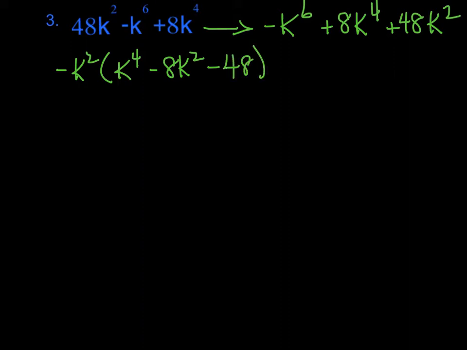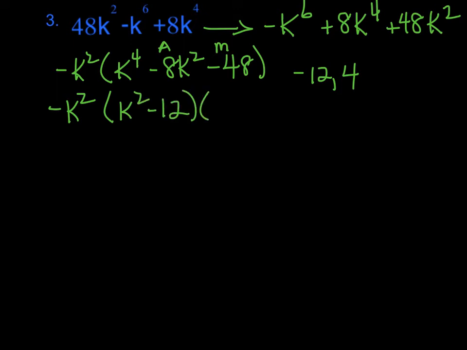Okay? All right, now when I look at this trinomial that I have here, I see my lead coefficient is a 1, so I don't have to do the rainbow. I simply can just figure out what adds to -8 and multiplies to -48. That would give me a -12 and a +4. So I'm going to bring down the GCF that I originally factored out. Don't forget that. And then I have k to the 4th here, so that's going to be k squared minus 12. And then in the next parentheses, I'm going to have k squared plus 4.